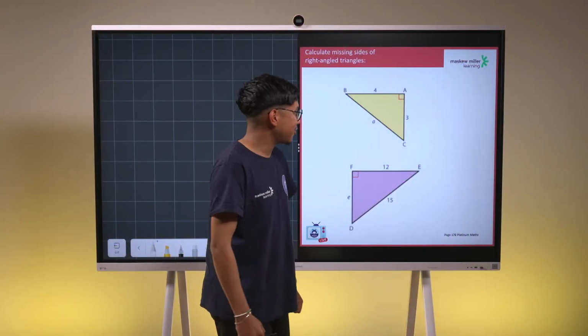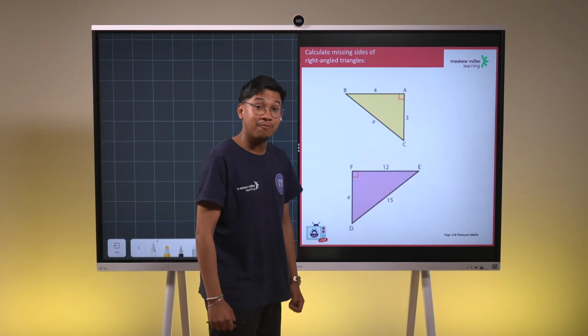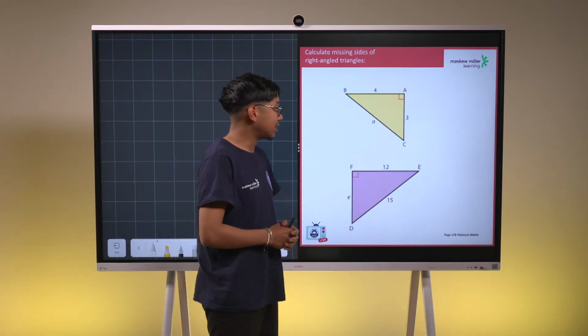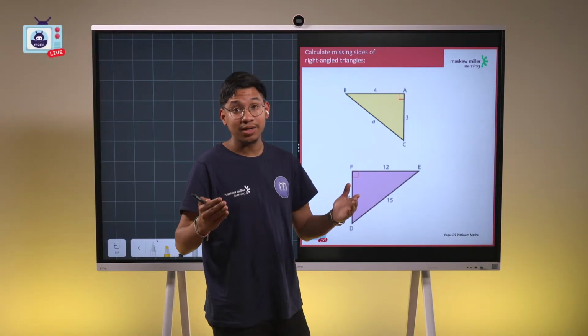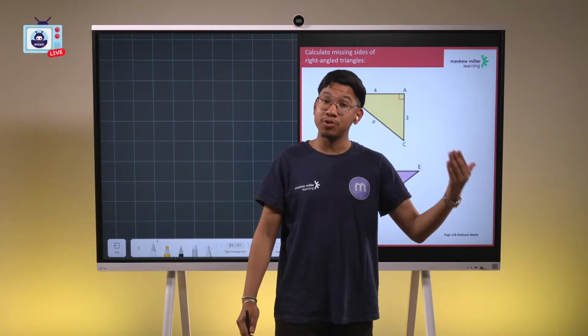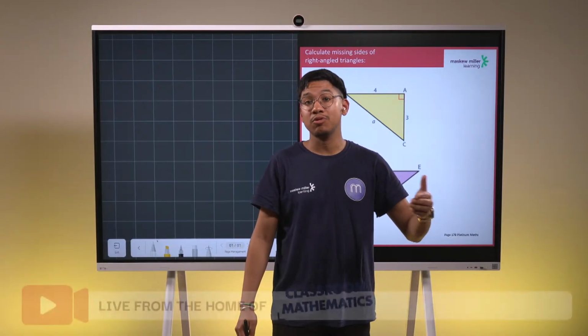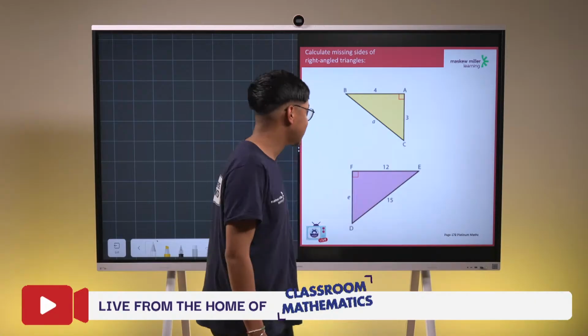All right, grades, welcome back. We are still busy with the theorem of Pythagoras. And remember, his theorem says the following. In any right angle triangle, the square on the hypotenuse is equal to the sum of the square on the other two sides.